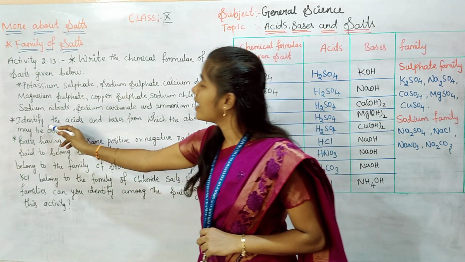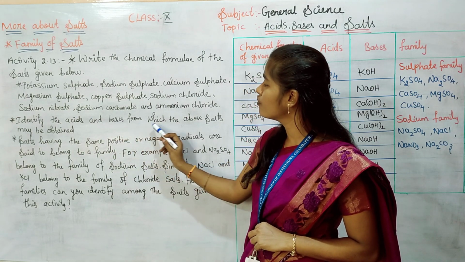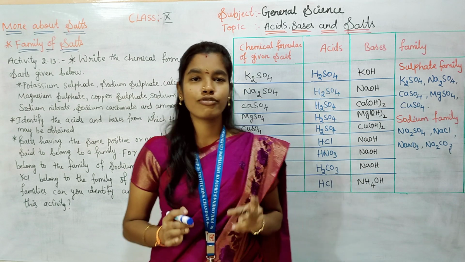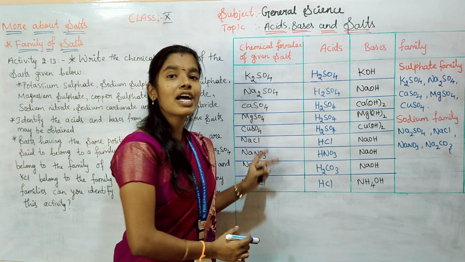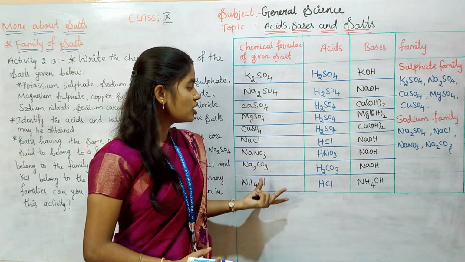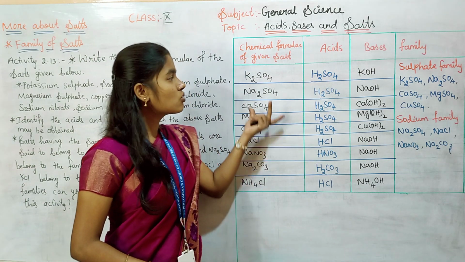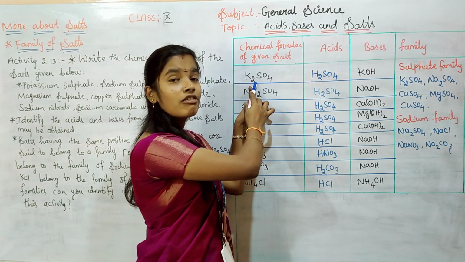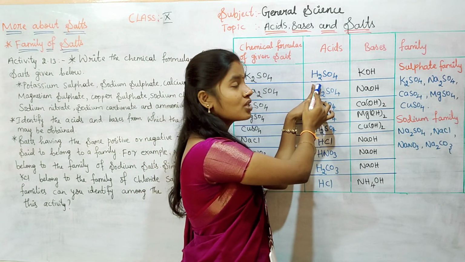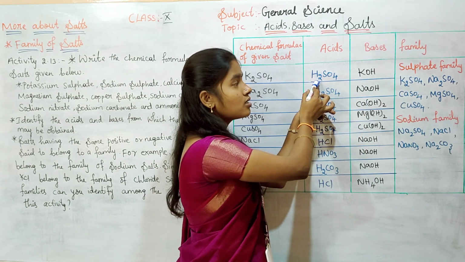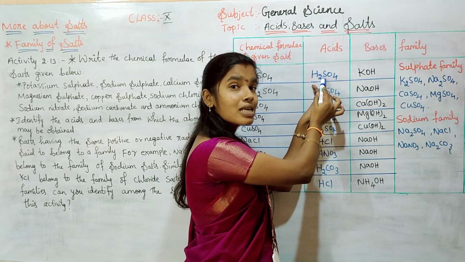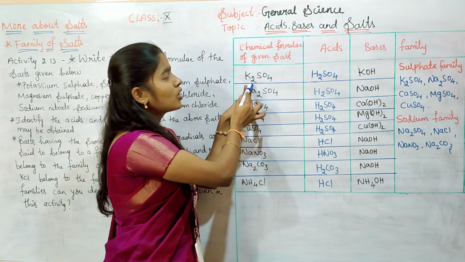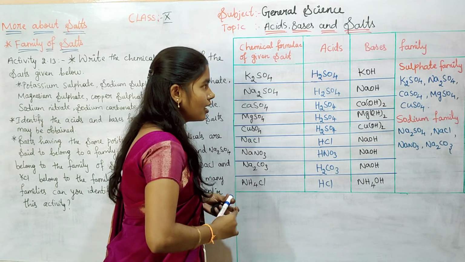And next one, identify the acids and bases from which the above salts may be obtained. So first step, we have written the formulas. Next, we have to identify acids and bases from which these salts are obtained. Here you can observe that I have given the acids and bases. Potassium sulfate is obtained from the reaction between an acid and a base. Acid is what? Sulfuric acid, H2SO4. Sulfuric acid reacts with potassium hydroxide, we will get potassium sulfate.